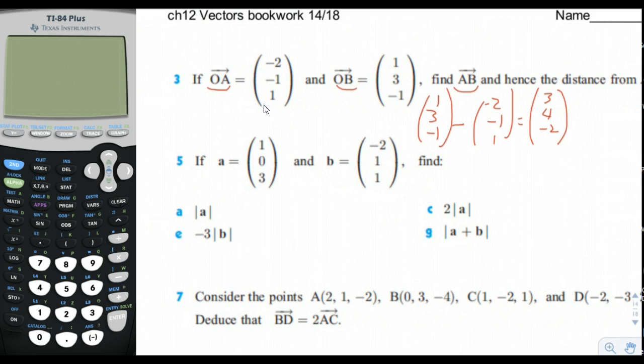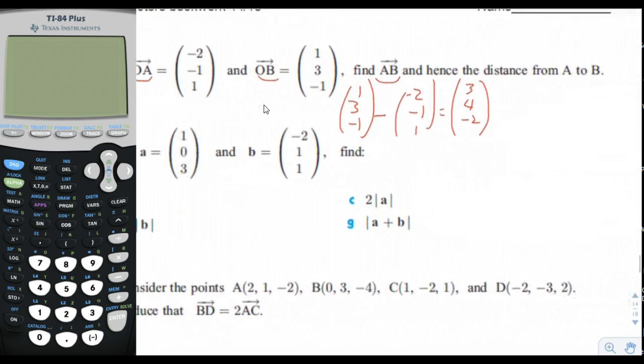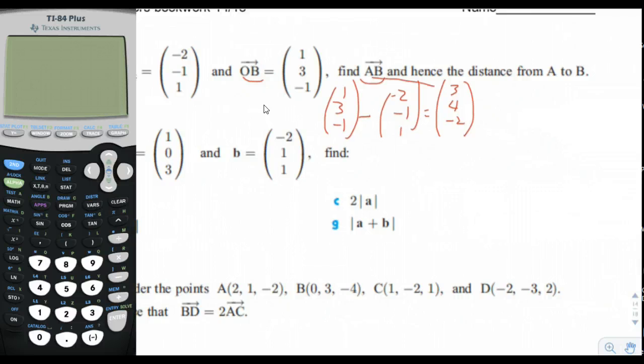And then what about the distance from A to B? So we could find that with Pythagorean's theorem, 3 squared plus 4 squared plus 2 squared, which is equal to 9 plus 16 plus 4, which is, I think, 29, square root of 29. I think that's right. Okay.